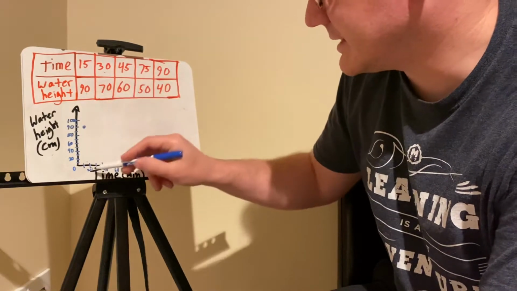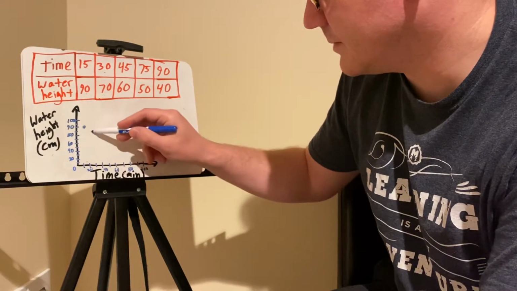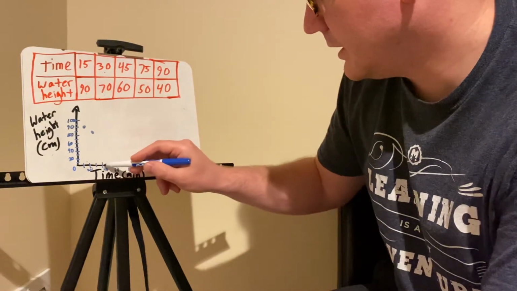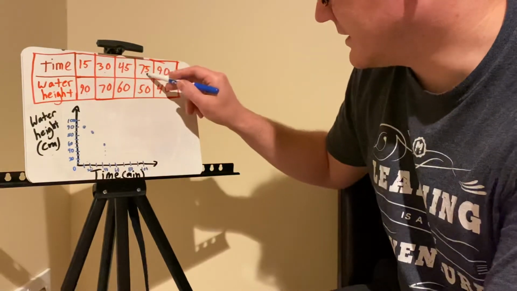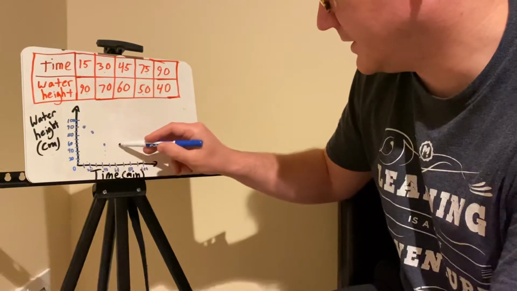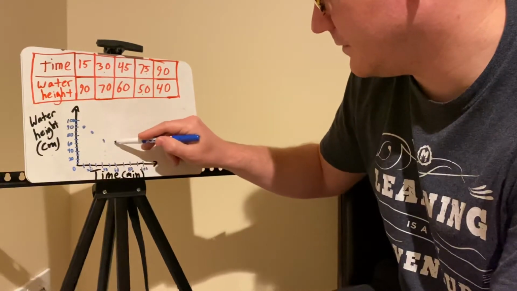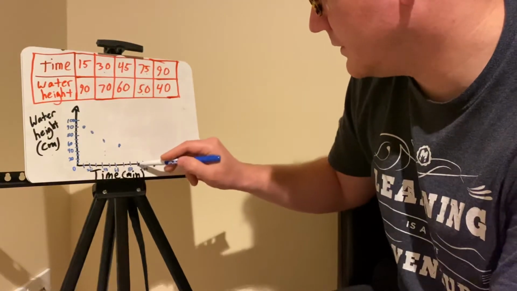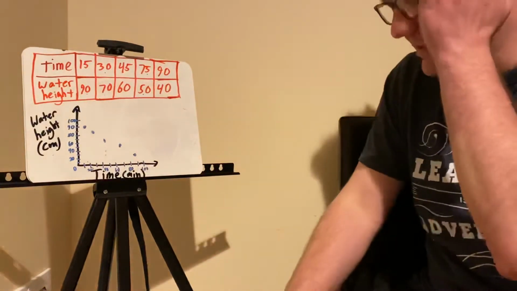At 30 minutes, it's at 70. So I go 10, 20, 30. 70 is about here. 45 would be 60. So here's 40. 45 is going to be about here. Here's 60. 75 at 50. So 60, 75. Here's 50. No, so 40. I put that at 50, not 60. Maybe up a little bit, and then 50 would be down here a little bit. 90, 40. So here's 90.